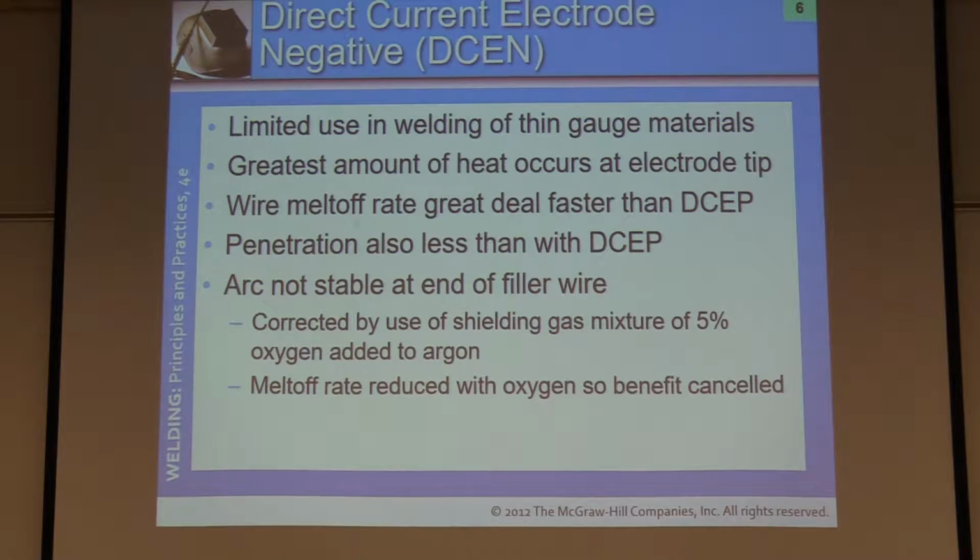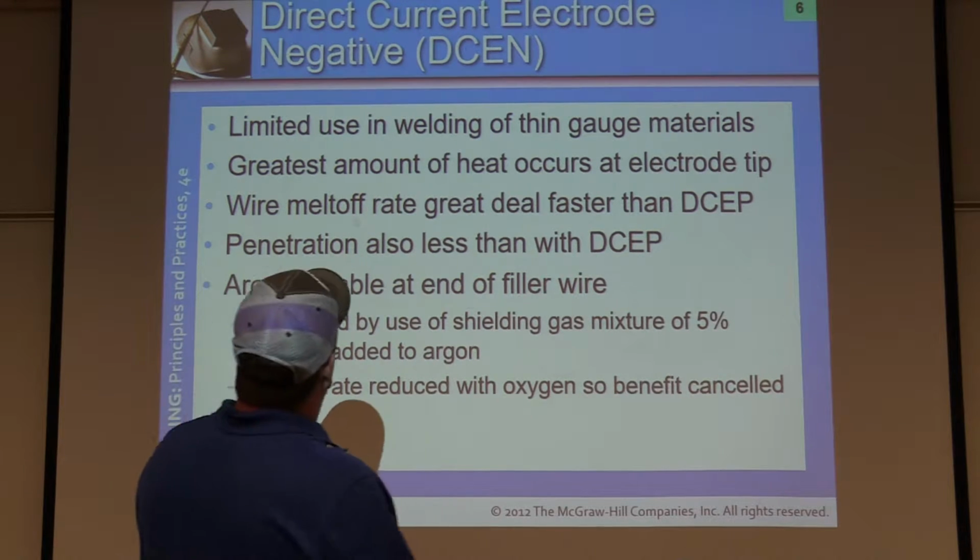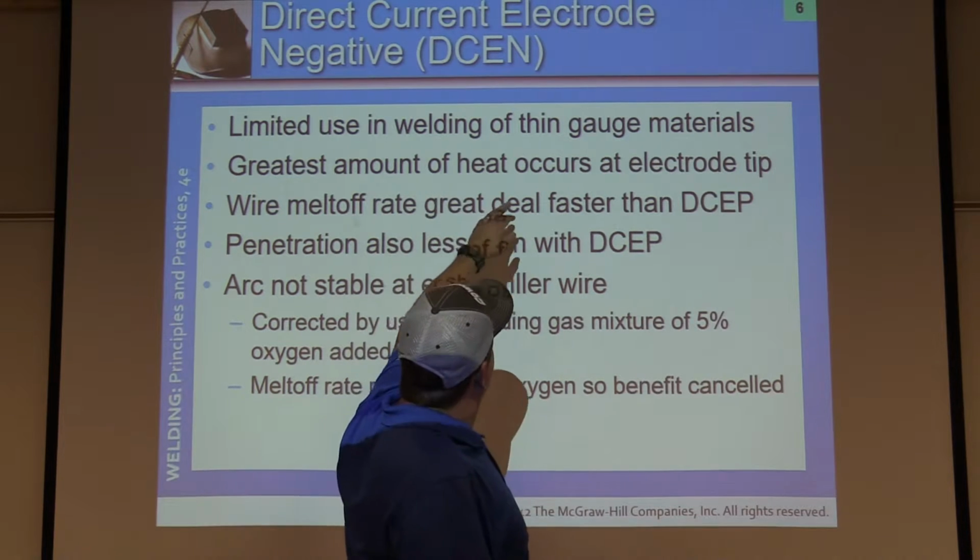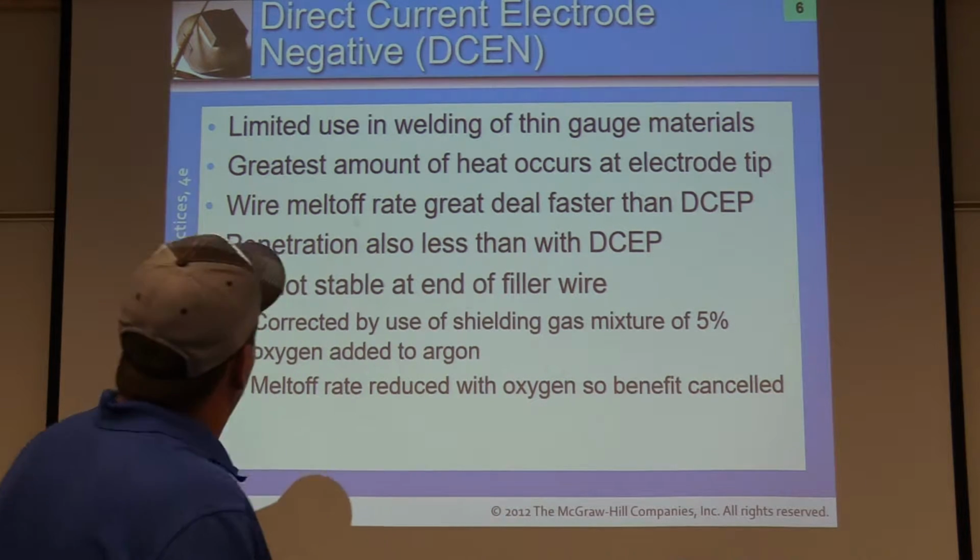DC electrode negative has limited use in welding, for thin gauge materials. The greatest amount of heat occurs at the electrode tip. Wire melt-off rate is a great deal faster than electrode positive. Penetration is also less than with positive. Real quick, let's finish this. The arc is not stable at the end of the filler wire. Usually 5% oxygen is added to the argon. Basically this is going to be for thin gauge materials.